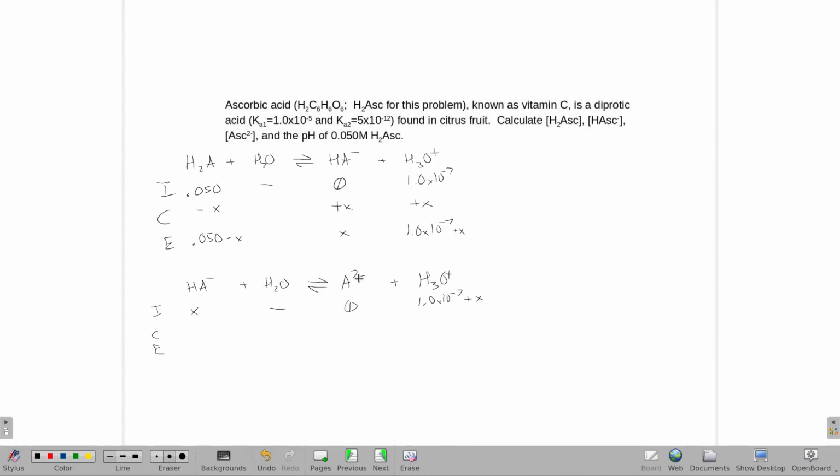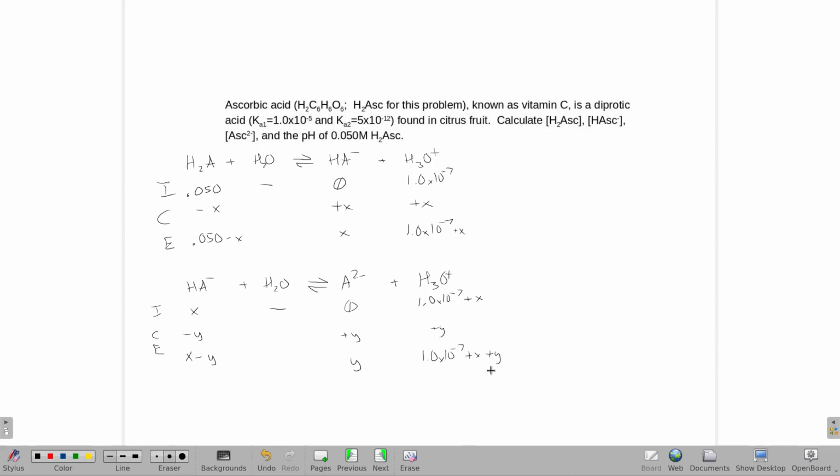Now, change here, I can't use X because I use it up here. I'm going to use a Y variable here. I'm going to say this goes up because it was 0 before, therefore this goes up, and this goes down. So this is X minus Y. This is just Y, and this is 1.0 times 10 to the negative 7th plus X plus Y.